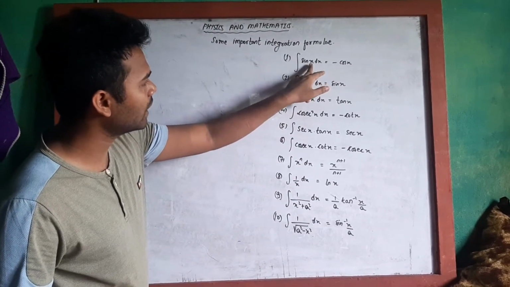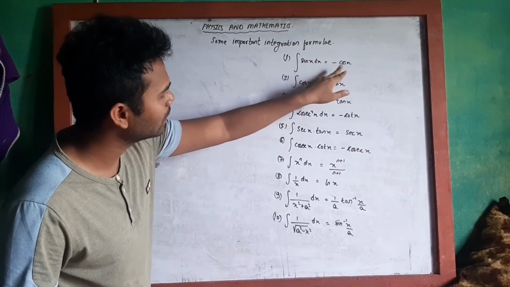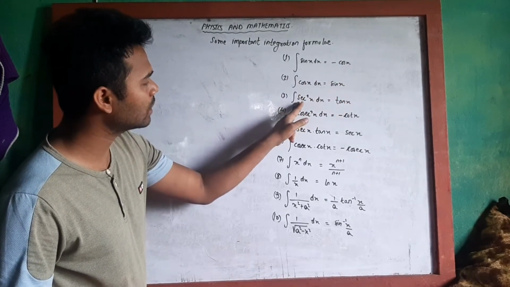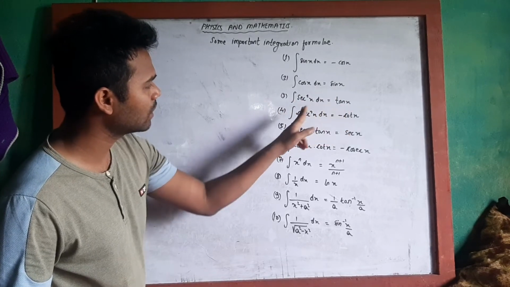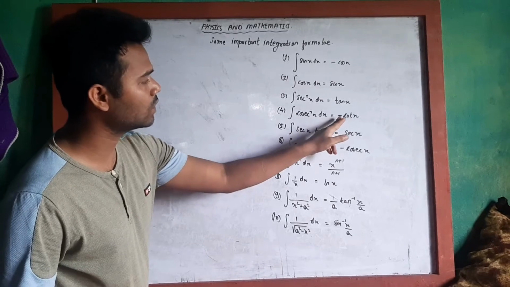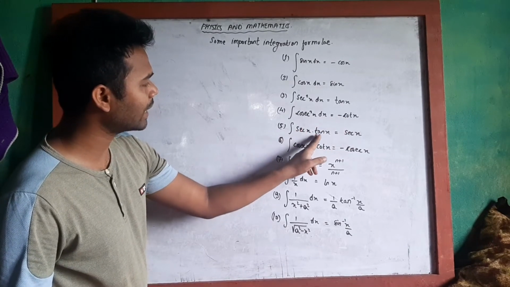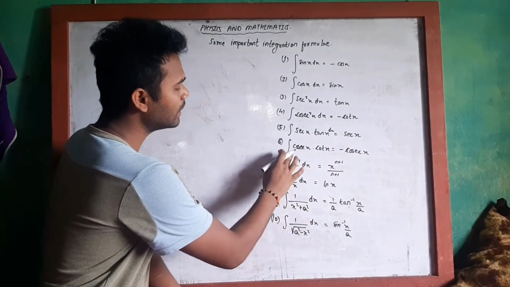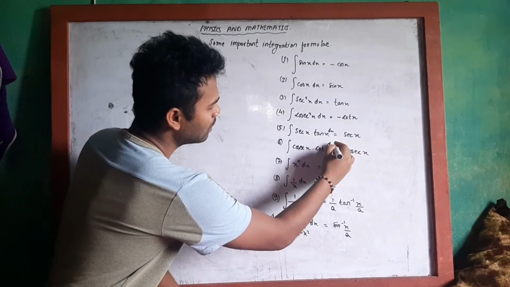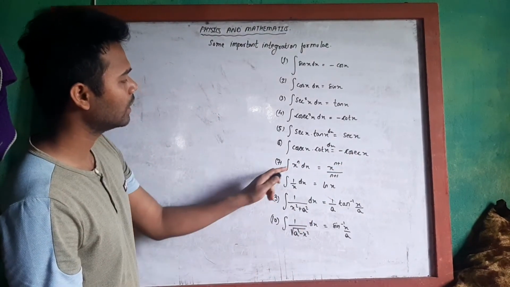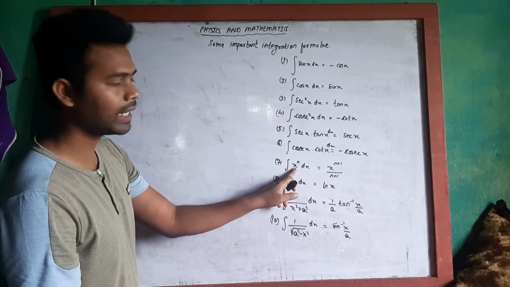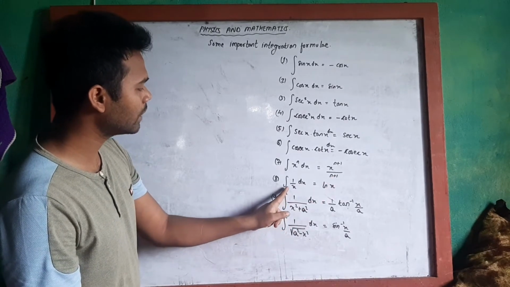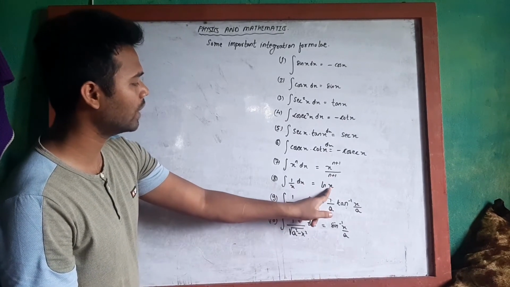Integration of sin x dx is minus cos x. Integration of cos x dx is sin x. Integration of sec square x dx is tan x. Integration of cosec square x dx is minus cot x. Integration of sec x tan x dx is sec x. Integration of cosec x cot x dx is minus cosec x. Integration of x to the power n dx is x to the power n plus 1 divided by n plus 1. Integration of 1 by x dx is ln x.